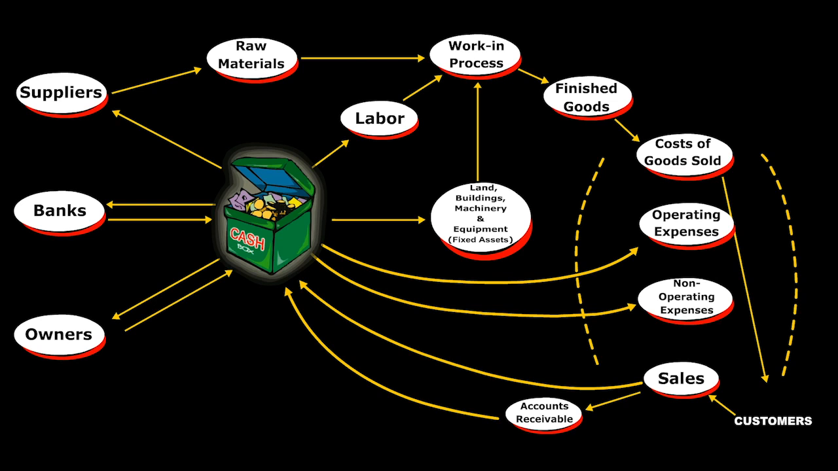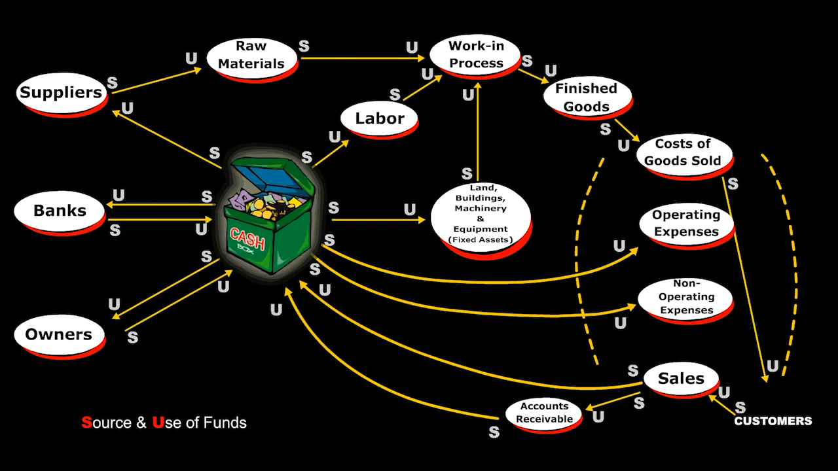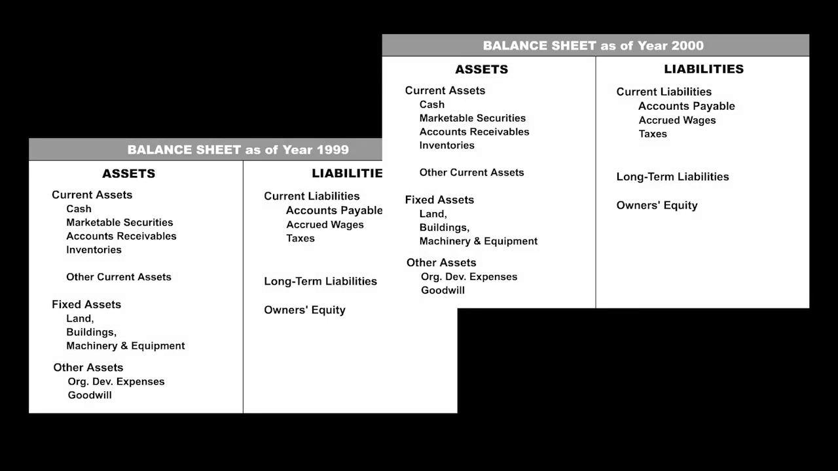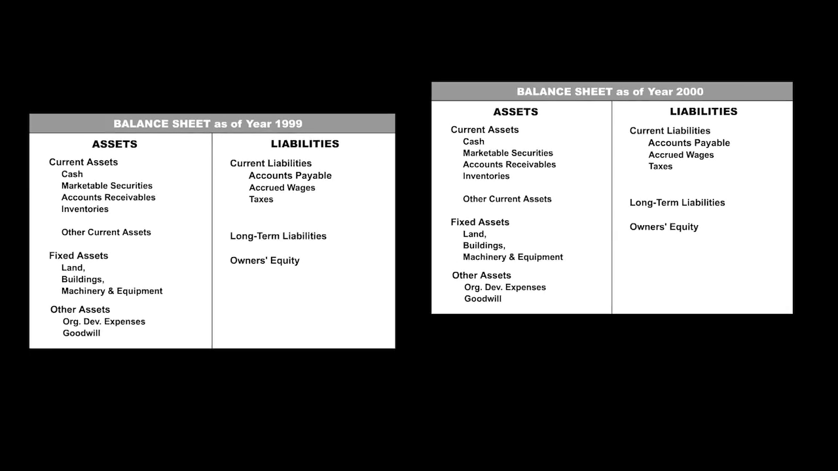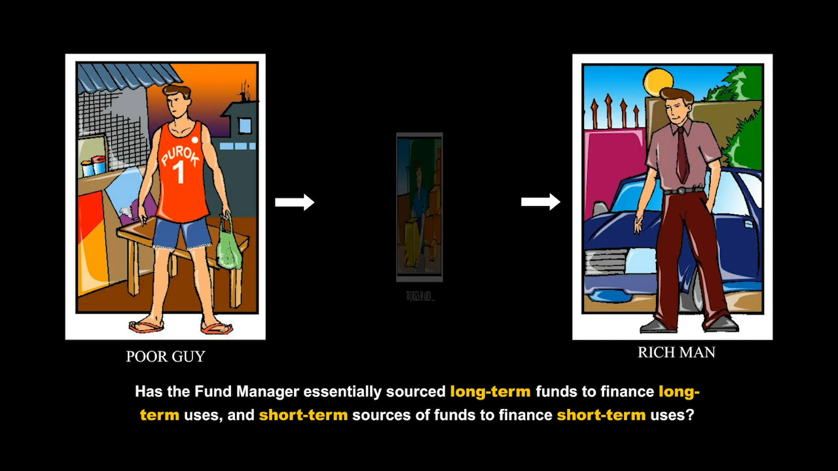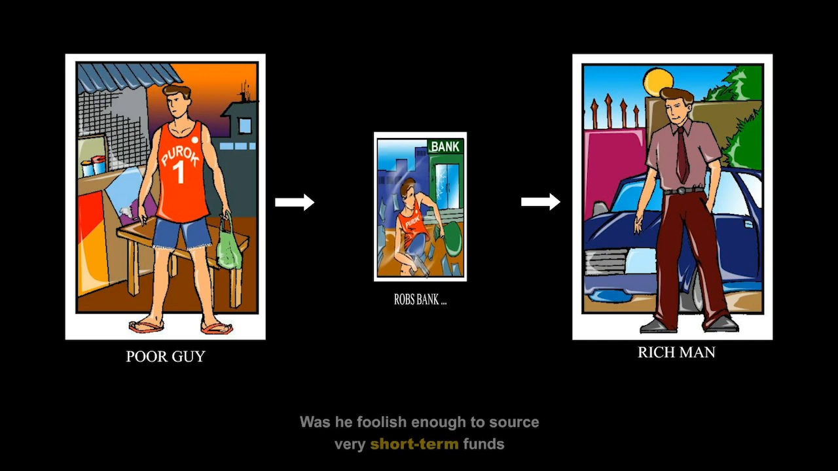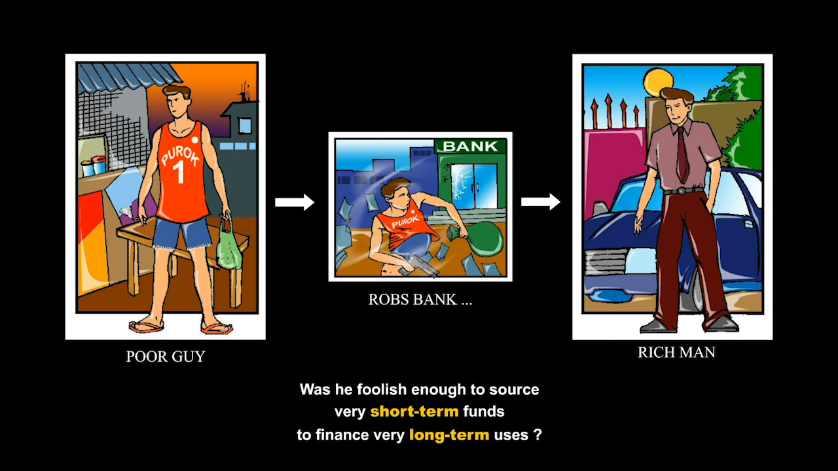Funds flow analysis. Finally, let us revisit the funds flow as a tool for analyzing where and by how much the enterprise sourced and used its funds. We have learned that any source of funds must have a corresponding use. This is done by comparing two balance sheets and detecting the major sources and uses of funds. Has the fund manager essentially sourced long-term funds to finance long-term uses and short-term sources of funds to finance short-term uses? Or was the fund manager foolish enough to source very short-term funds to finance very long-term uses?